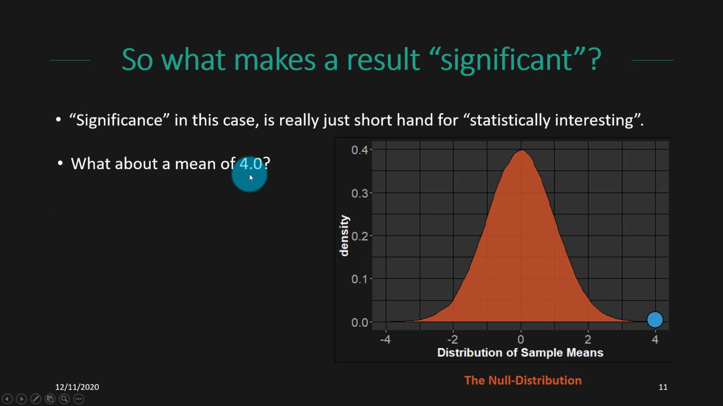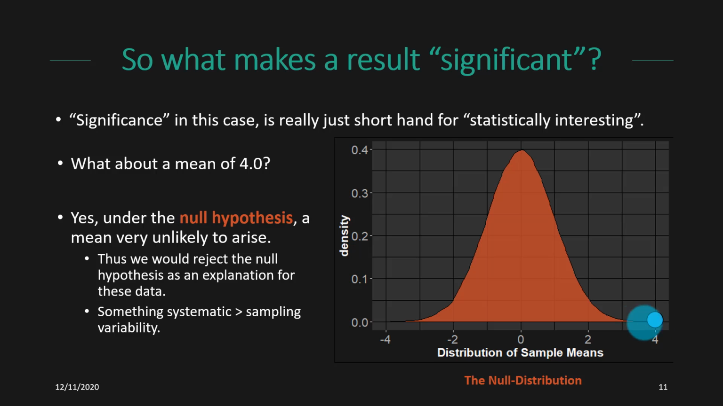Now, if we change that and we say, well, what about a mean of 4? Well, okay, that's unusual given the null distribution. It could certainly still happen, right? A mean of 4 can arise in this distribution. The probability of it arising, though, is very, very small. So in this case, under the null hypothesis, a mean value of 4 is unlikely to arise, and we would probably reject the null hypothesis as a good explanation of these data. Again, it could technically happen under the null hypothesis, but it's so unlikely to happen that we think maybe there's something systematic going on rather than that these results arose due to sampling variability alone.